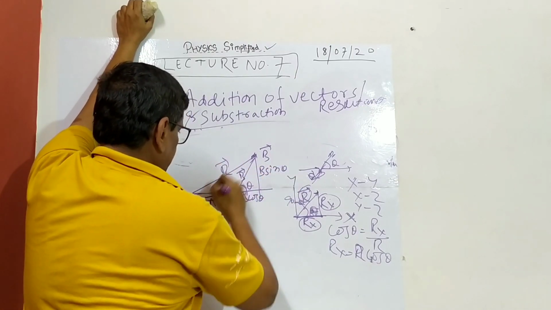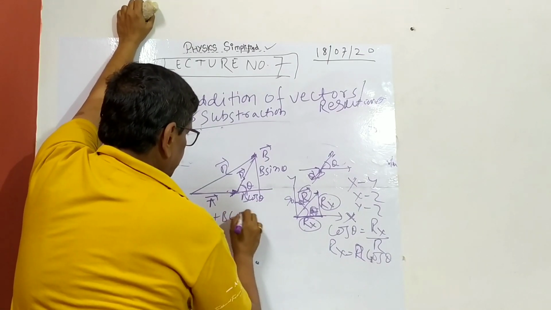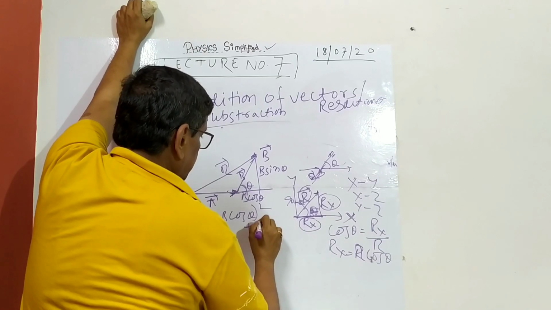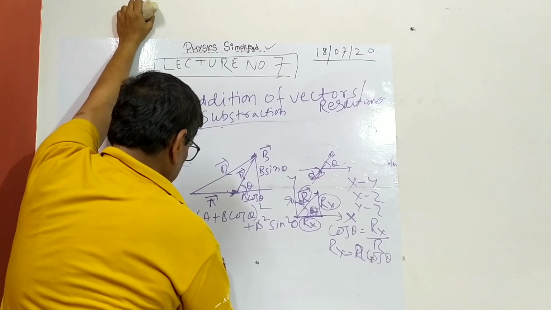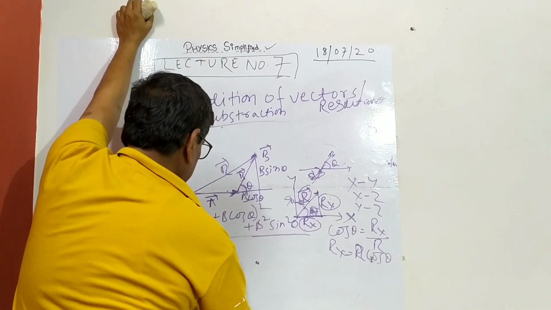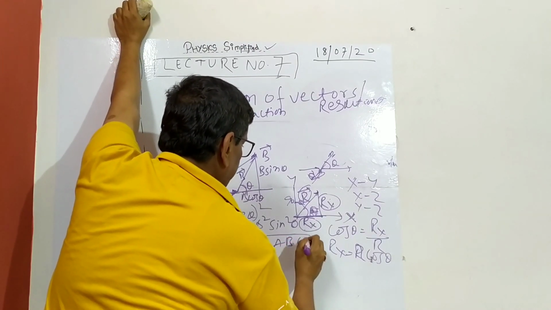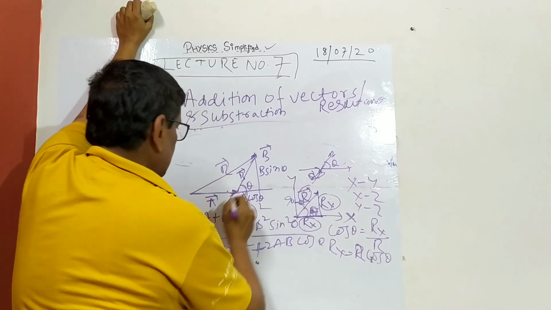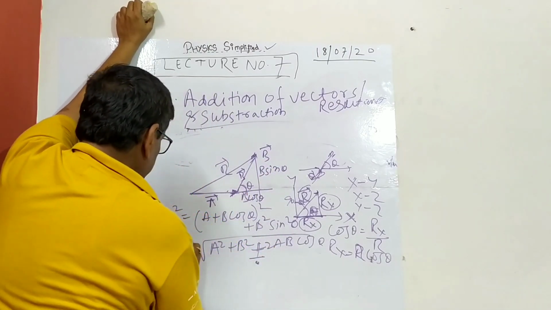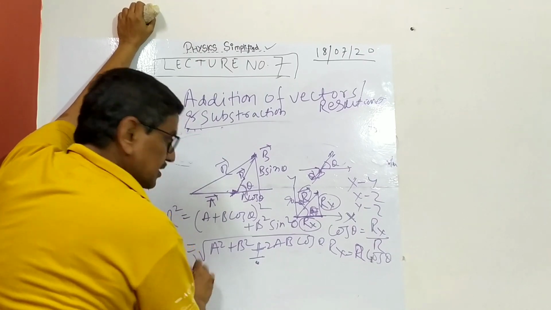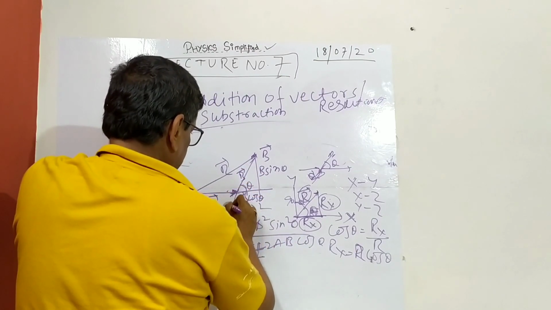So what will be R square? R square equals (a plus b cos theta) square plus (b sin theta) square. I will not go into detail because this is very well known. I just repeat, and finally you will get the square root. For addition and subtraction there is only a minus sign difference: this is for addition, and if it is minus, then b will become minus b. So I can say this is plus minus, the resultant for both addition and subtraction, because b becomes minus b if it is subtraction.